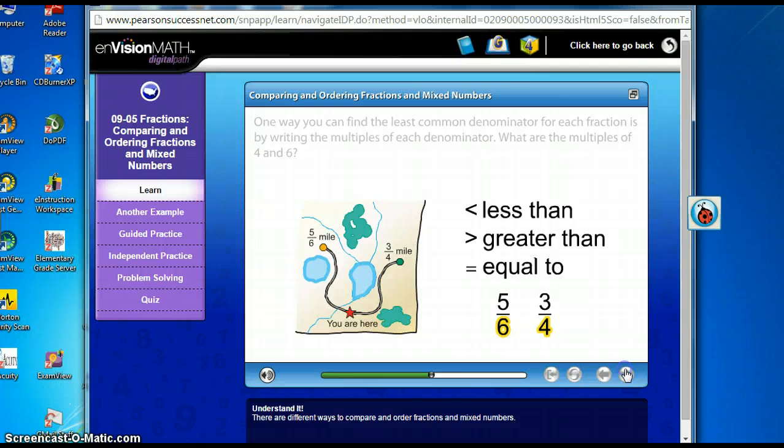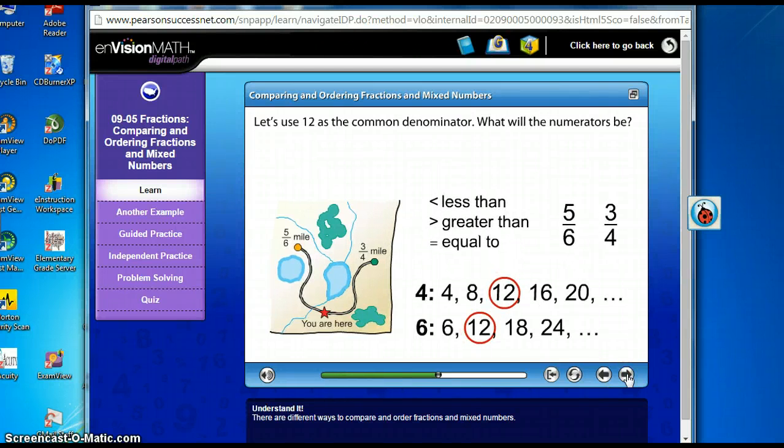common denominator. One way you can find the least common denominator for each fraction is by writing the multiples of each denominator. What are the multiples of 4 and 6? Let's use 12 as the common denominator. Okay, what will the numerators be?